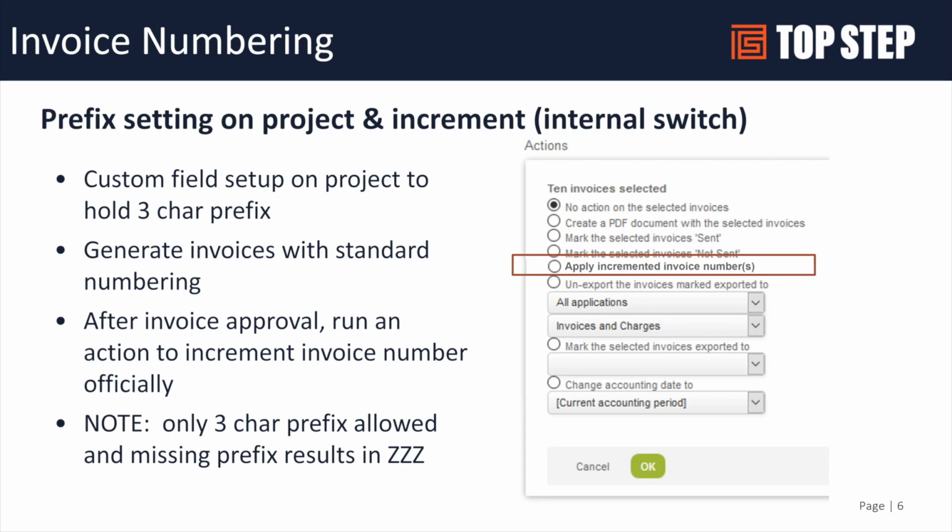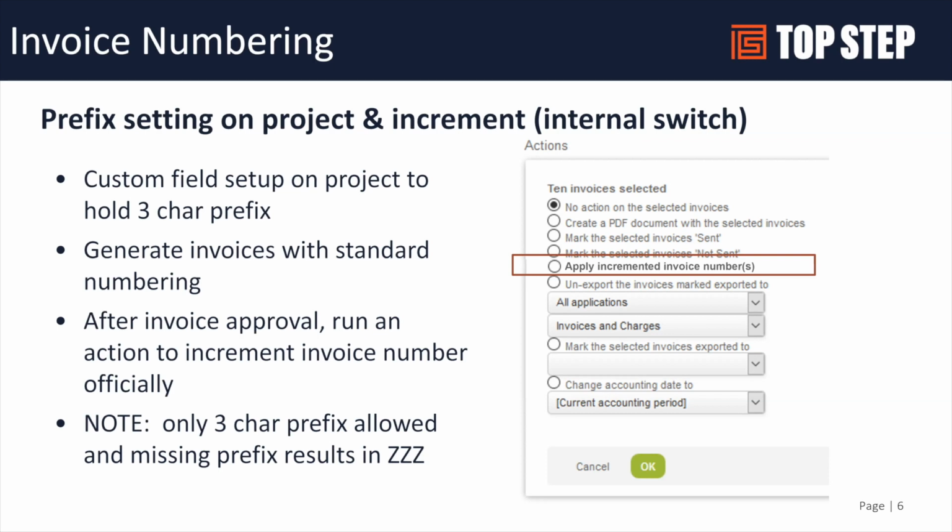And so in order to do that, there's a setting and a custom field that would need to be enabled to store a 3-character prefix on the project. And it has to be 3, can't be 2, can't be 4. It has to be 3 characters. And then when you create invoices, you would create invoices like you would without a prefix. So the invoice pre-approval will look like 1, 2, 3, 4.